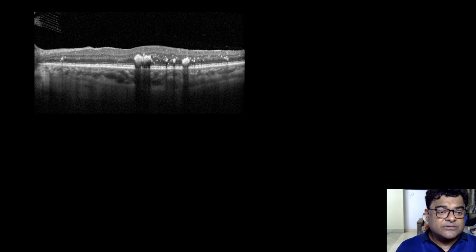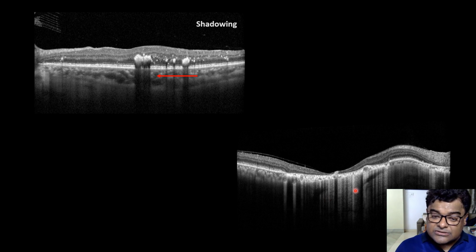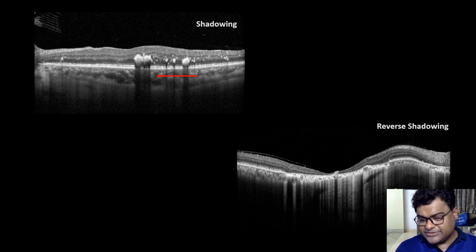You can also make out if there is a dark shadow effect like this, where you can see something very bright and then there is a dark tail following that thing. This is called shadowing. Or there is the same shadow-like effect, but this time it is all bright shadows. It's not dark shadows, but bright shadow, which we call reverse shadowing. So you can make out all these changes just by looking at the B scan.